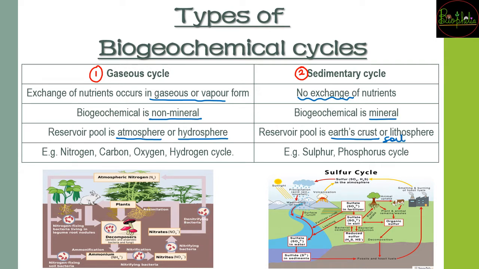So gaseous cycle examples you can very well understand, that is nitrogen, carbon, oxygen and hydrogen, and their cycles. And the sedimentary cycle consists of the sulfur and the phosphorus cycle. So from here we are going to see two major cycles, one from each type. From the gaseous cycles we are going to see the carbon cycle, and from the sedimentary cycles we are going to see the phosphorus cycle. So these are the two cycles dealt in detail in this chapter.